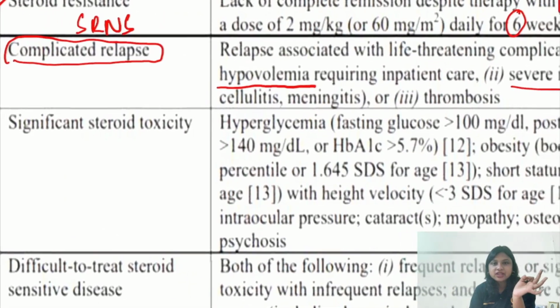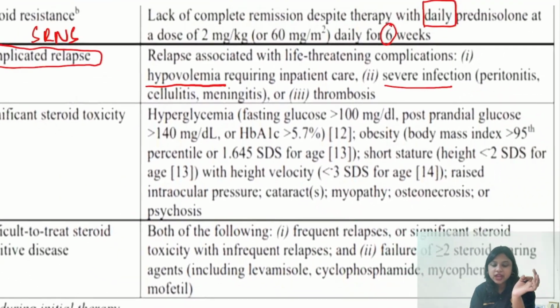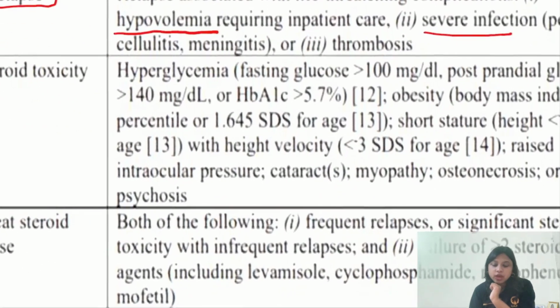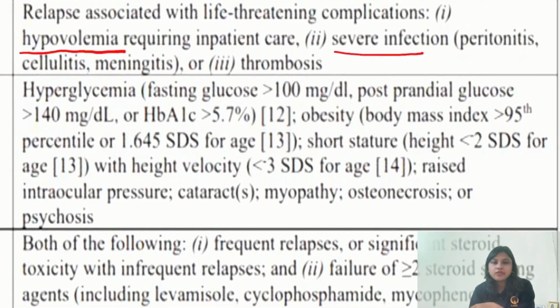Now significant steroid toxicity. First is hyperglycemia. Okay, so hyperglycemia usually we define as fasting more than 100 and postprandial more than 140, or HbA1c more than 5.7. Obesity. So body mass index more than 95th percentile, short stature, height less than 2 standard deviation for age, and raised intraocular pressure, cataract, myopathy, osteonecrosis, psychosis.